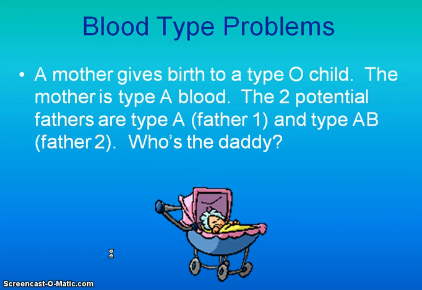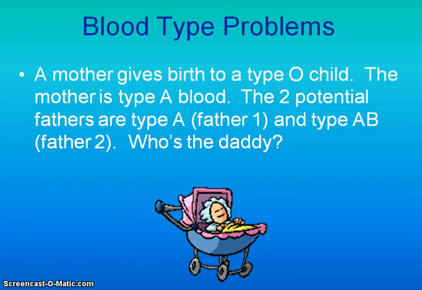So here's a type of problem that we might look at with blood types. It says a mother gives birth to a type O child. The mother's blood type is A, and there are two potential fathers. One is type A, and the other is type AB. Which one is the father? So if the mother is A and the child is O, the mother must be the heterozygous version of A blood, meaning that she has a dominant and she has a recessive, because the child is the recessive blood type. So the child would have to get a recessive allele from the mom.